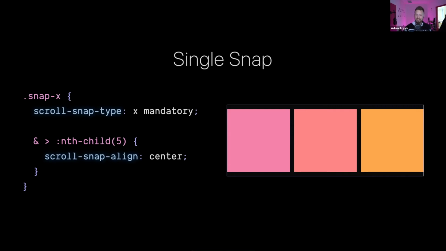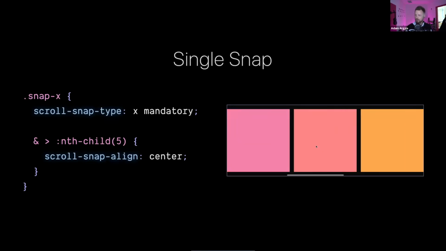So here we have snap X, we have scroll snap type X mandatory. Remember, mandatory means it must be snapped to an item, and we only have one snap child. Only one. The fifth item says scroll snap align center, and that would be this item here. The browser is going to render this, acknowledge that it's mandatory to snap to something, see that the only snap item is number 5, which is in the middle, and hence the scroller begins in the center.